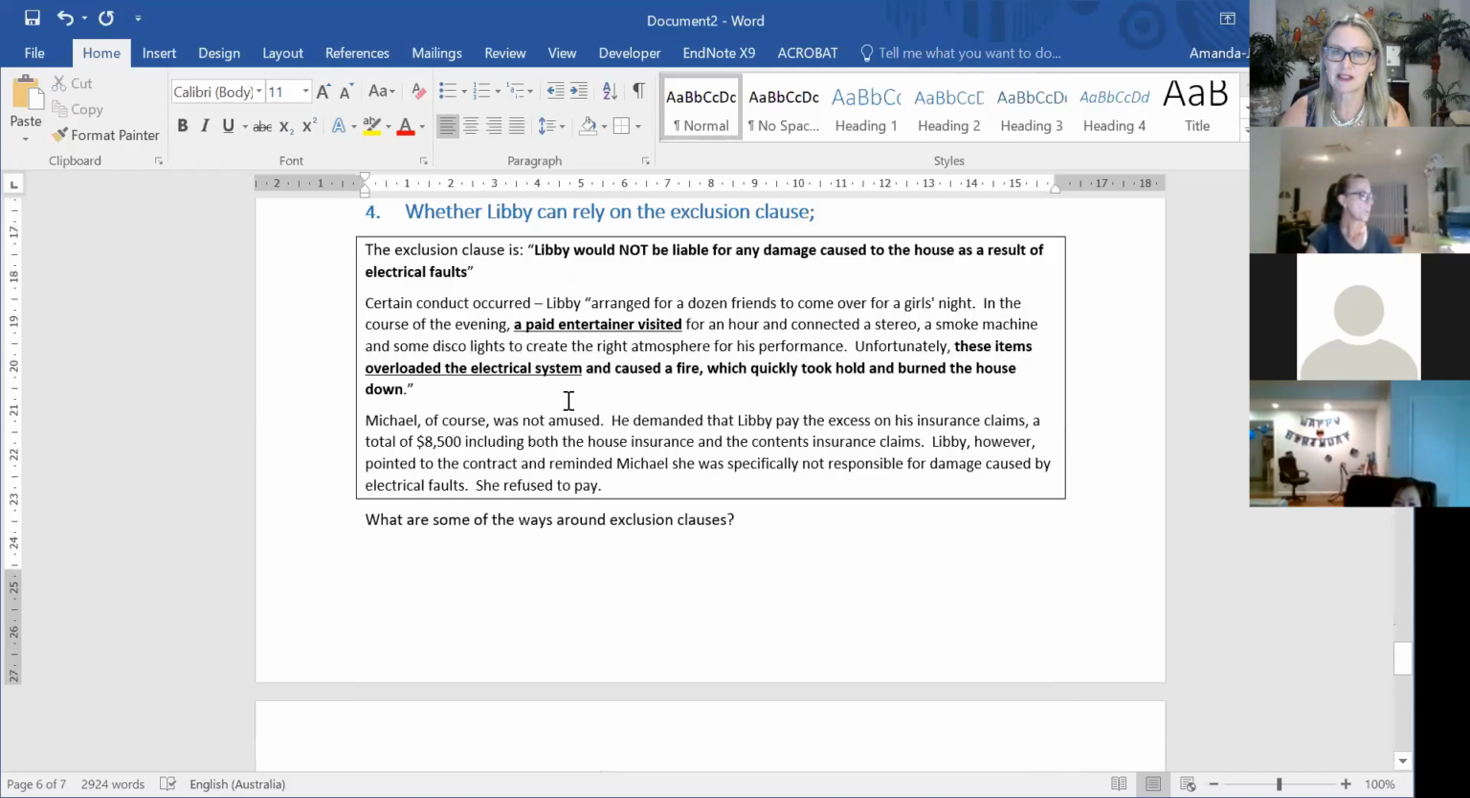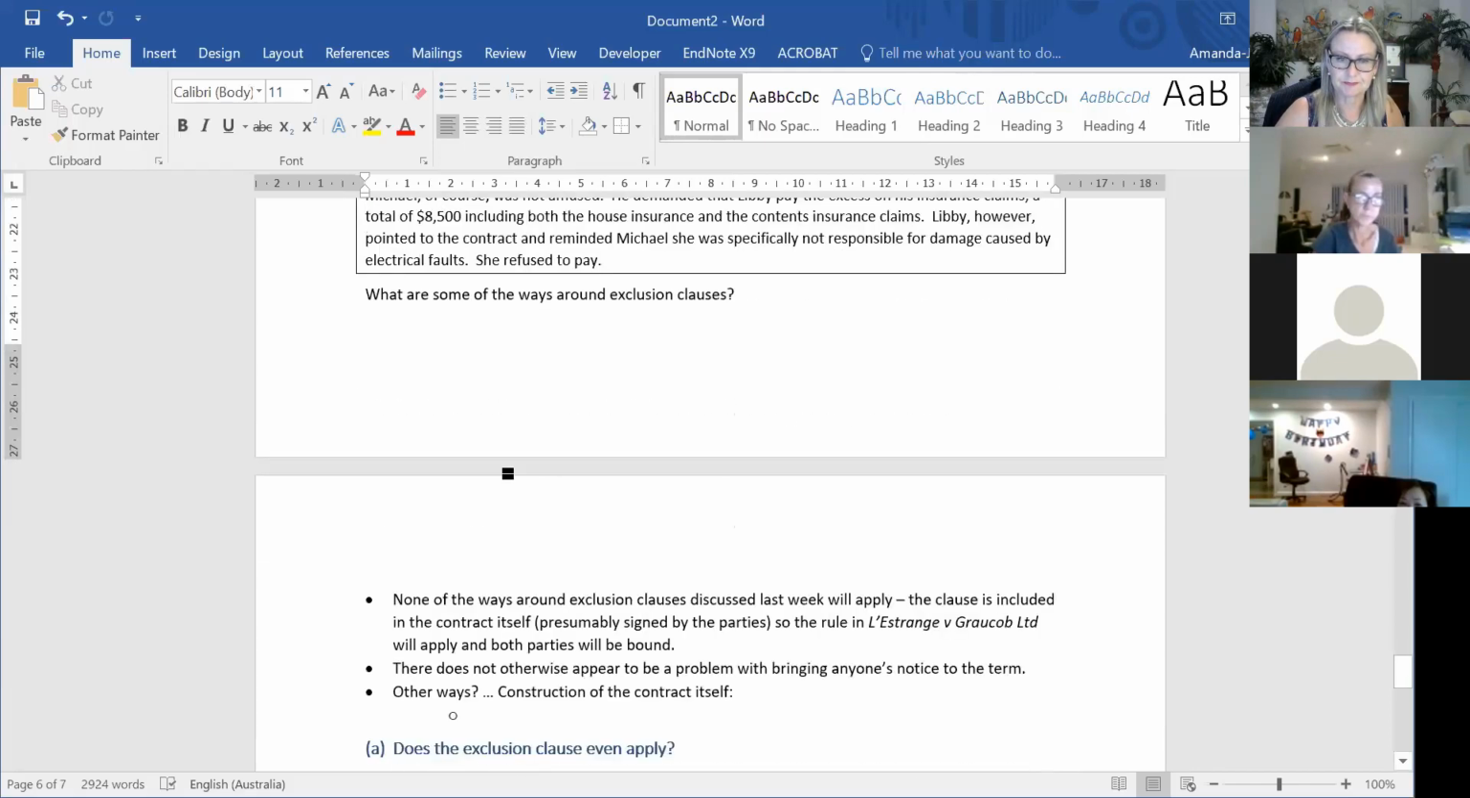Can she rely on the exclusion clause? Libby would not be liable for any damage caused to the house as a result of electrical faults. All of this party happened and it overloaded the electrical system, causing the fire, burning the house down. He wants her to pay his excess. Okay?